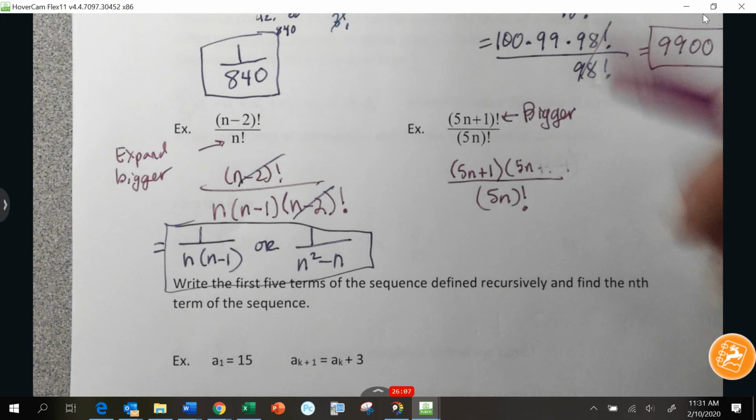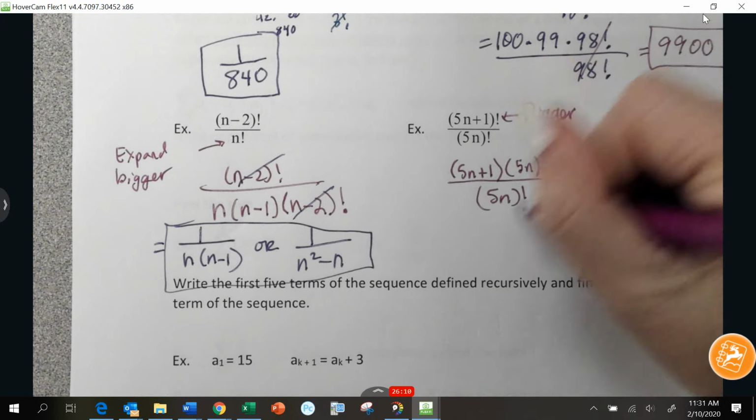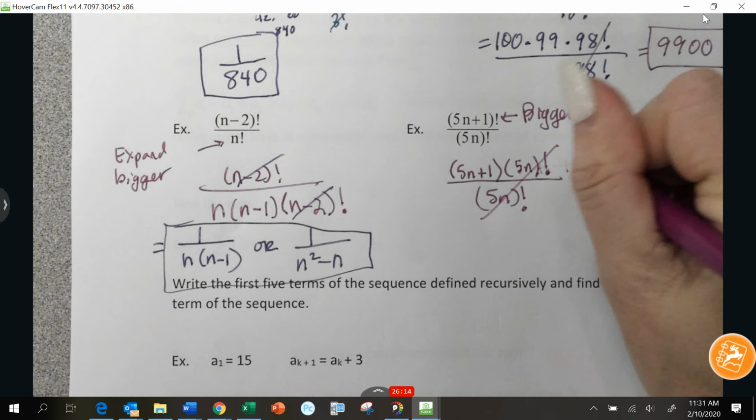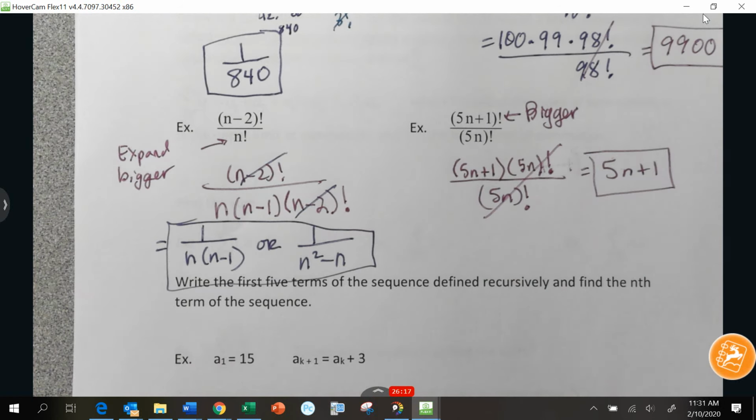And once I wrote 5n down, then I realized that matches, and it's time to cancel. So 5n plus 1 is the answer. So that's simplifying factorials.